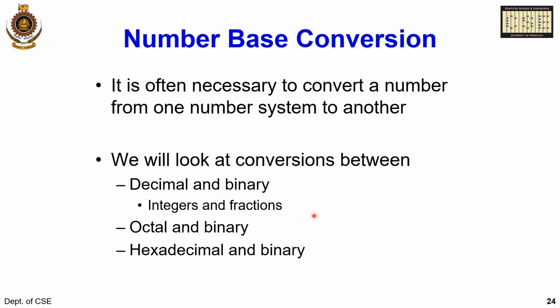Mainly, our interesting conversions are decimal to binary and binary to decimal, including integers and fractions. Fractions mean decimals. This is mainly interesting because decimal numbers are what we as humans are quite familiar with. We are used to working with decimal numbers, and computers internally work in binary. So that's an obvious conversion that we have to learn. Beyond that, we have octal and hexadecimal. We'll look at those conversions as well.